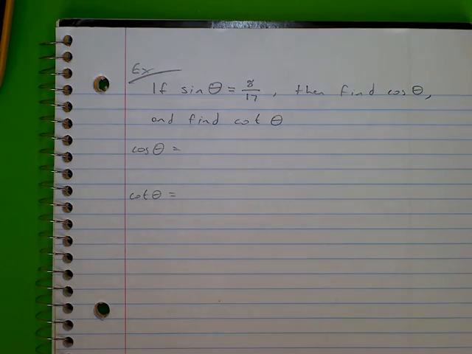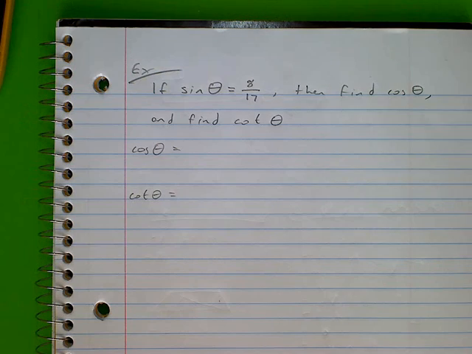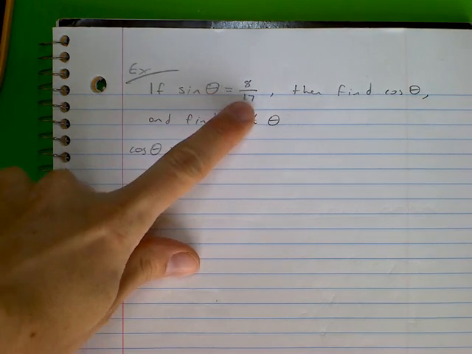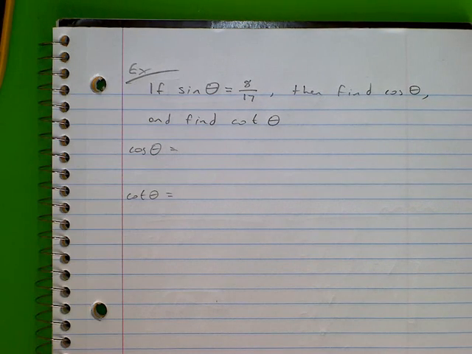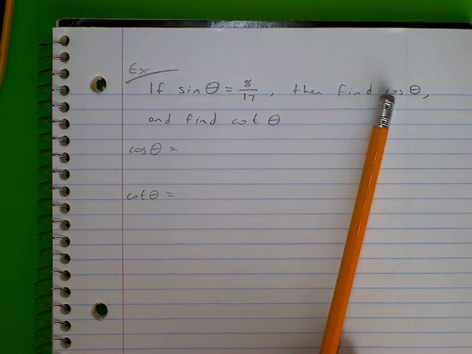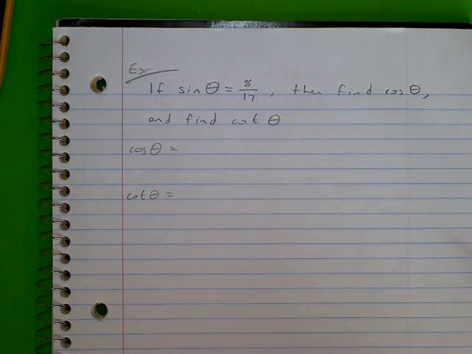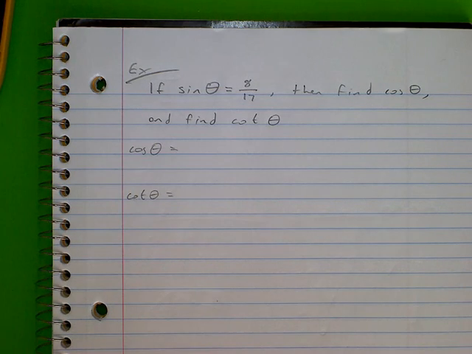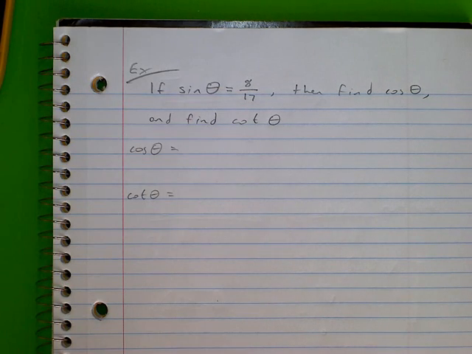Okay, so here's a different question. This time I'm just telling you, hey, there's this angle, here's its sine value. Find these other trig ratio values. What are these other fractions? It might not seem like I'm giving you enough information, but of course I am. We just have to think about what information has been given to us.